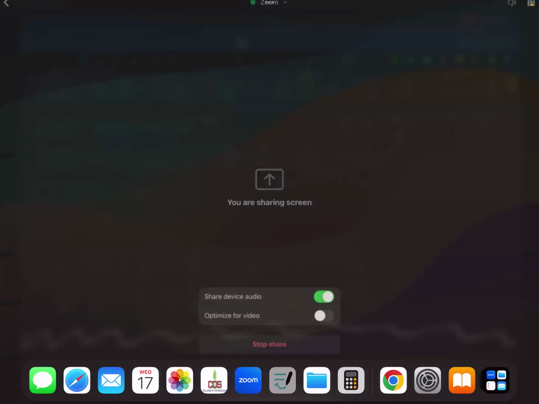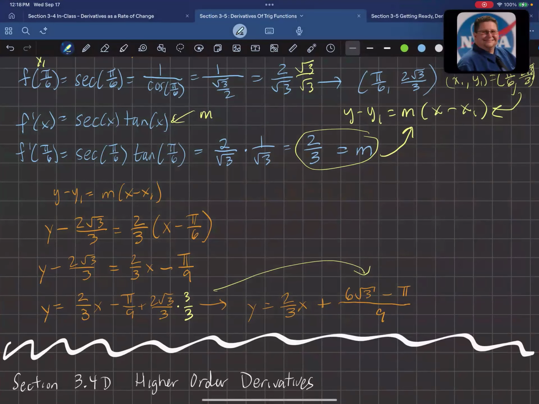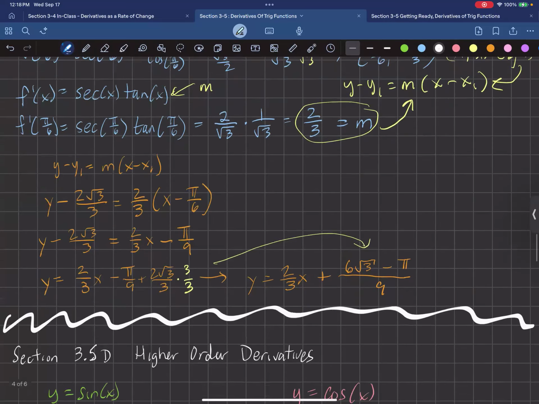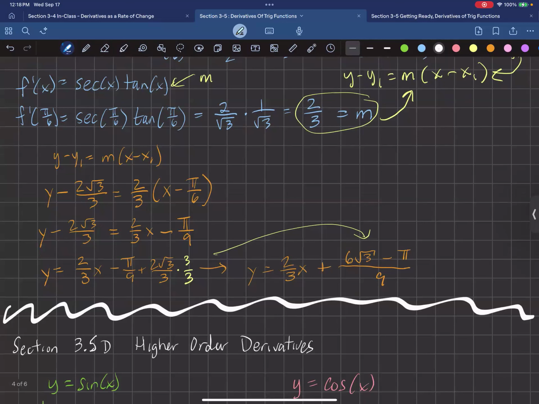All right, higher order derivatives. This is 3.5. Higher order derivatives is when we take more than the first derivative. So we'll start with y equals sine x and y equals cosine x.